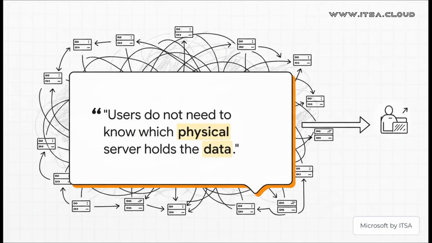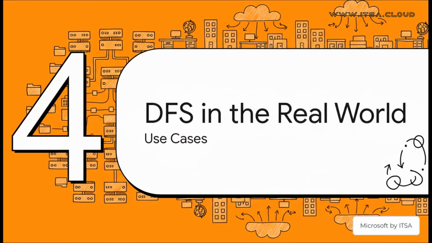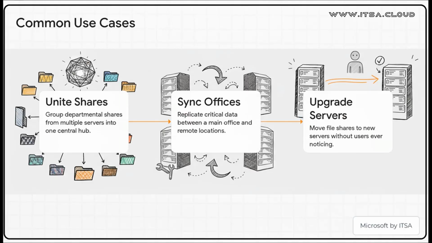You know, this right here really gets to the heart of it. This is the goal. We want people to be able to find their files and do their jobs without needing a degree in network architecture. It just works. All right, so let's ground all this in a few real-world examples. Where would you actually see DFS being used in a normal business? Well, first up, uniting all those departmental shares we saw at the beginning. Instead of 10 different shortcuts, users just have one.